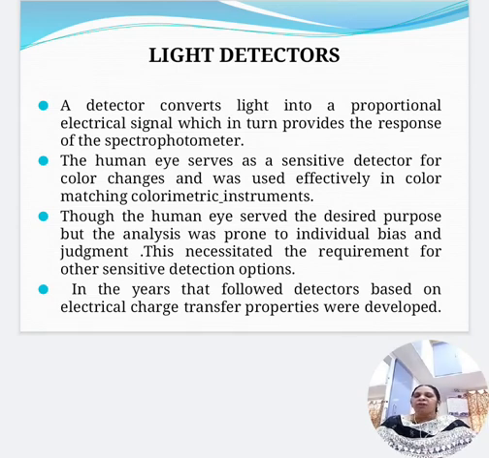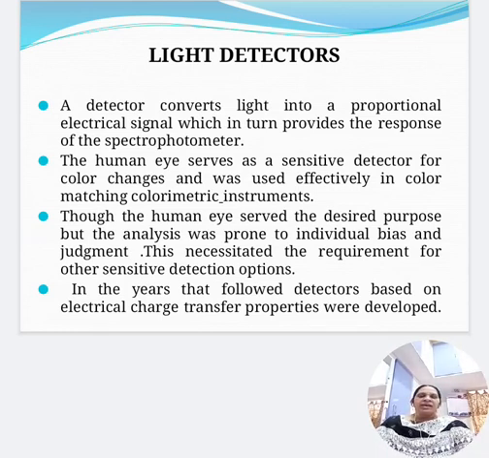In the years that followed, detectors based on electric charge transfer properties were developed. The human eye is a low resolution detector of visible light only. It cannot identify the other radiations like the ultraviolet rays or the infrared rays.